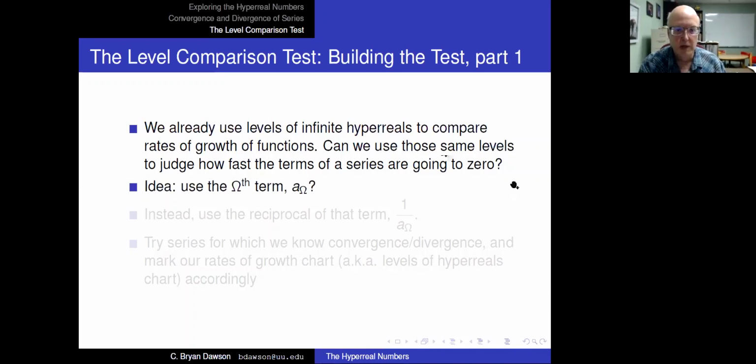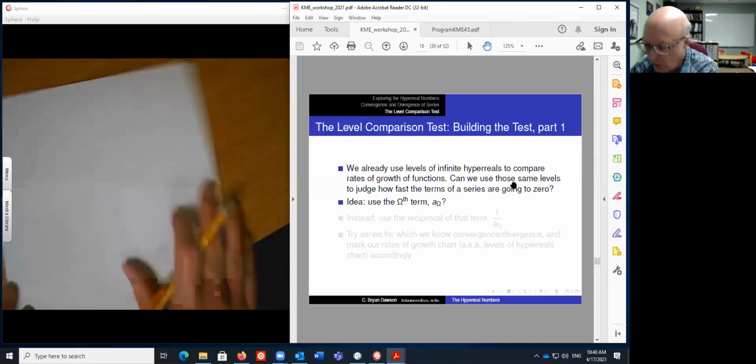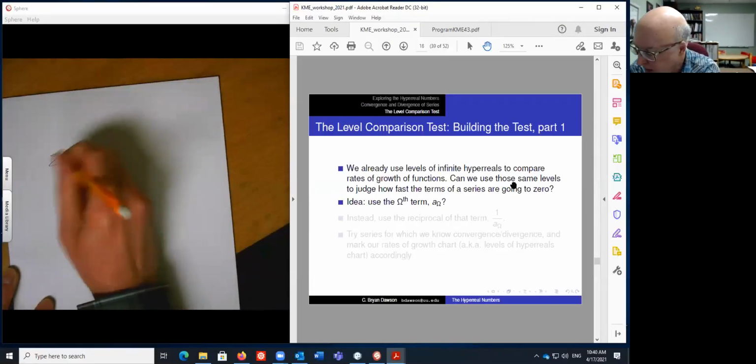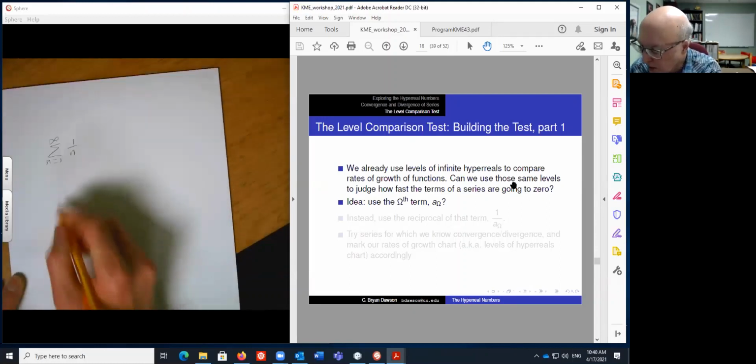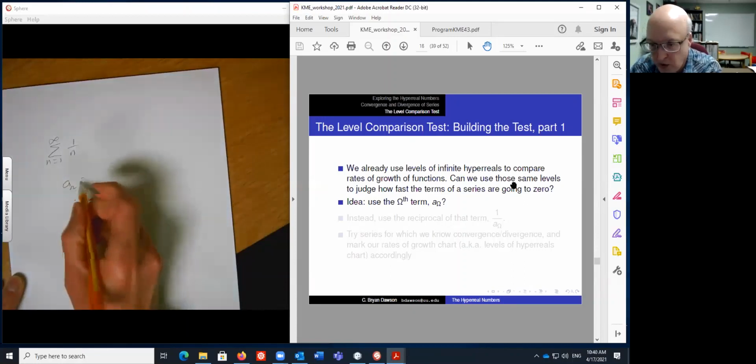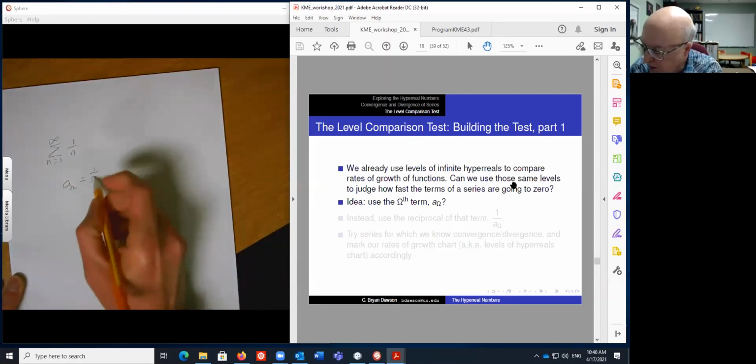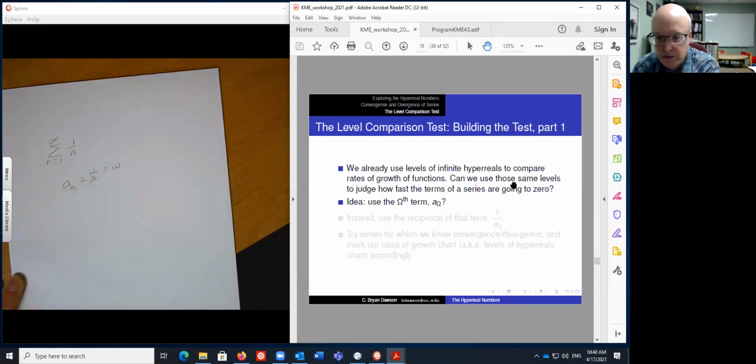So one idea would be to use the omega term, A sub omega. In other words, instead of using the 100th term or the millionth term or the trillionth term, let's go infinitely far out into the sequence and see what such a term would look like. So if you are looking at the sum, n goes from 1 to infinity of 1 over n, your omega term would be 1 over capital omega, which is infinitesimal.